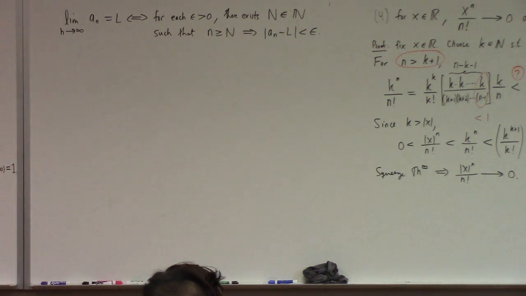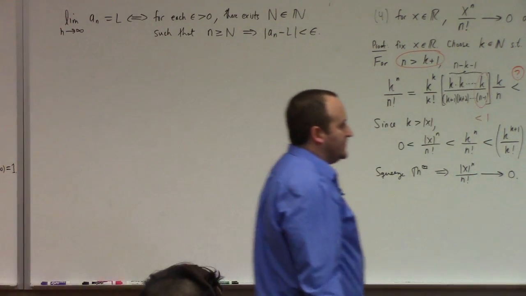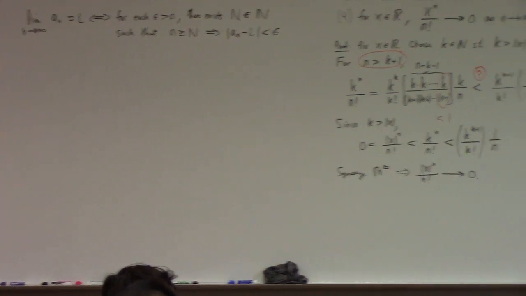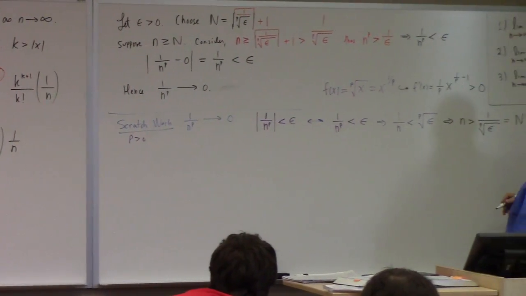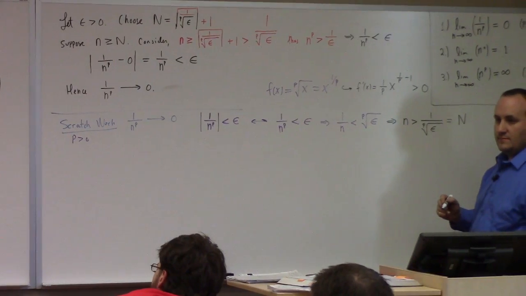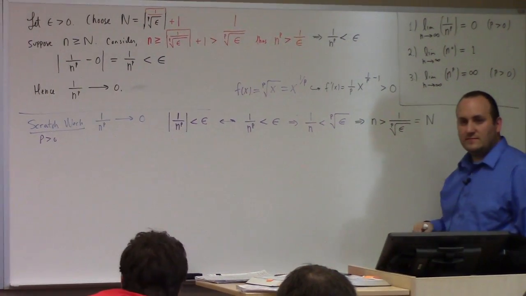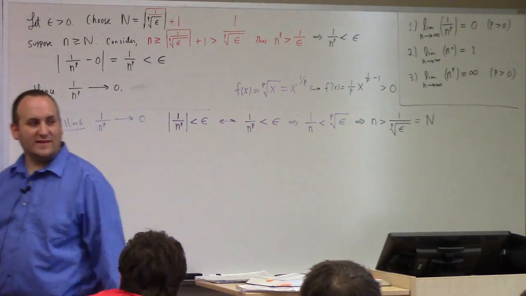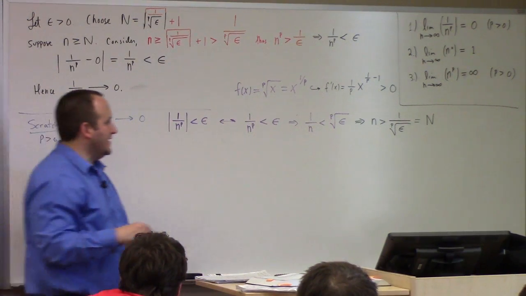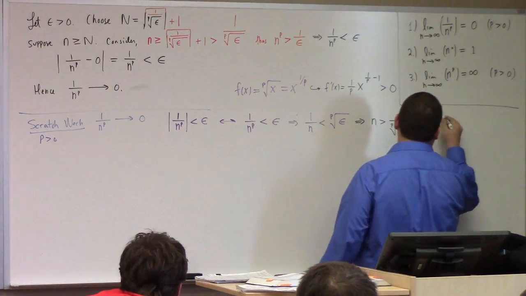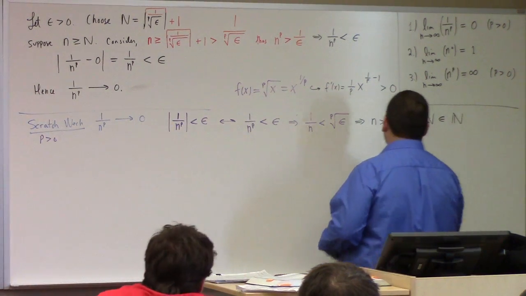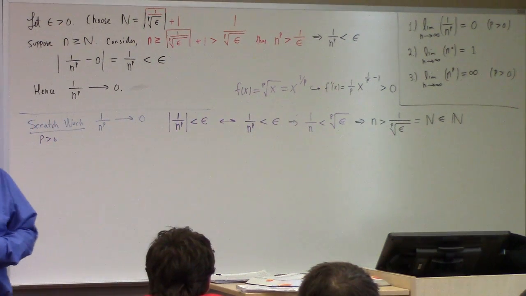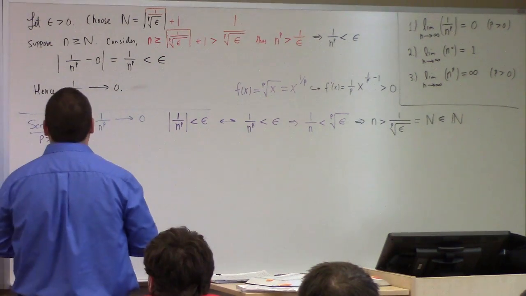All right, so from the scratch work, wouldn't it be nice if I could just say this is equal to N? I would love to say that. Why can't I say that? Why can I not just say this is equal to N? Yeah, N has to be a natural number. That's the rub.